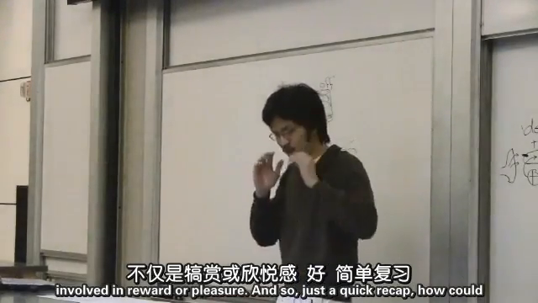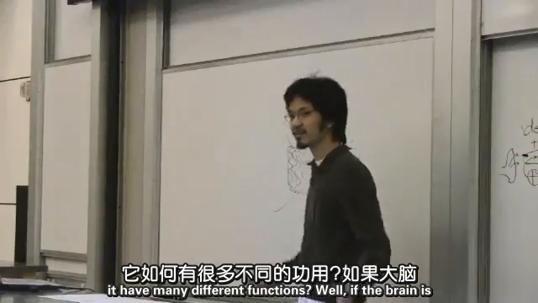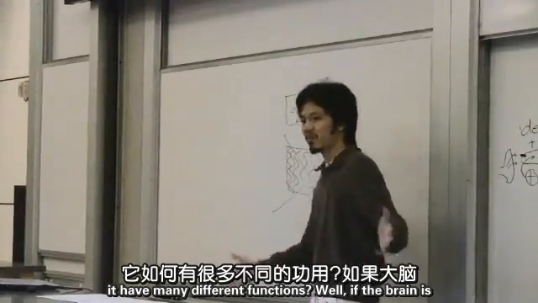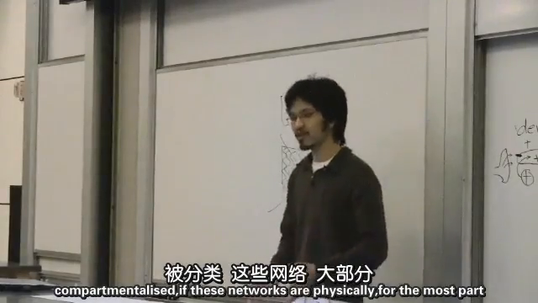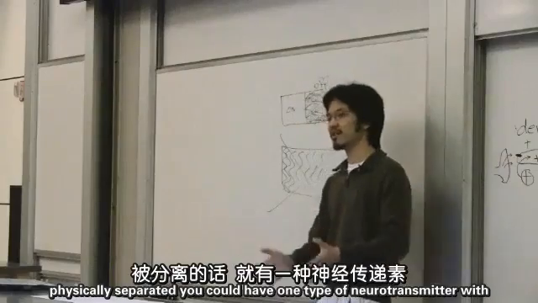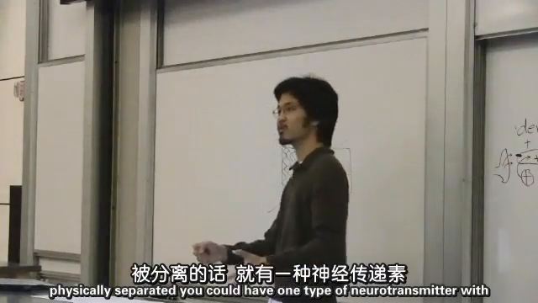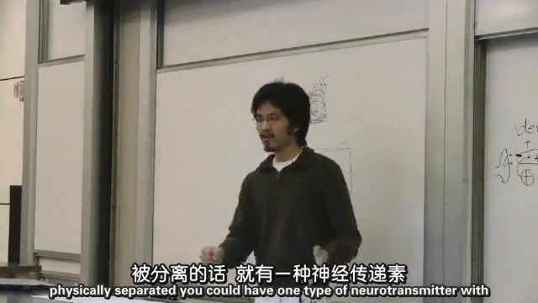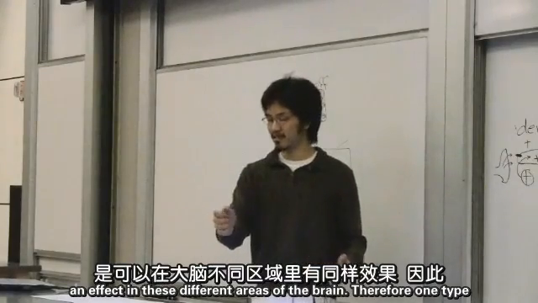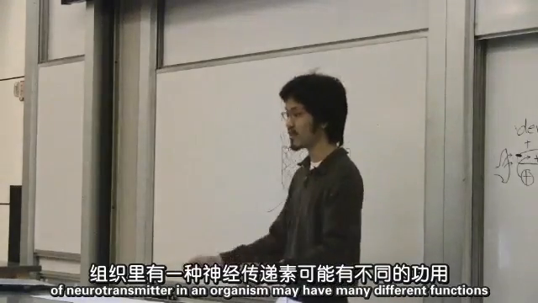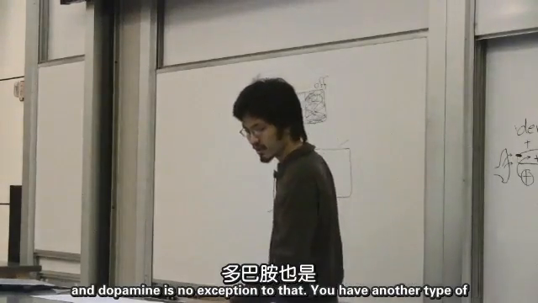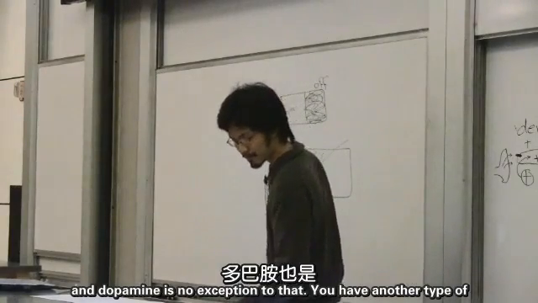And just a quick recap, how could it have many different functions? Well, if the brain is compartmentalized, if these networks are, for the most part, physically separated, you can have one type of neurotransmitter with an effect in these different areas of the brain. Therefore, one type of neurotransmitter in an organism may have many different functions, and dopamine is no exception to that.